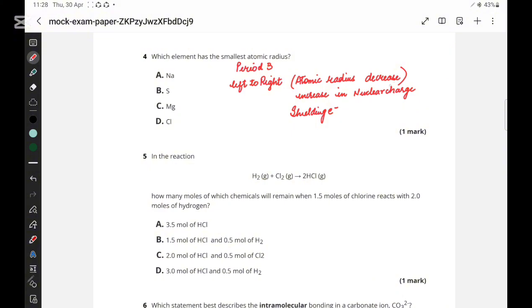Now afterwards, chlorine is present in group 7, and that is present in the most right part, most rightwards. So size will decrease, and that's going to be D. It is going to have the smallest size.